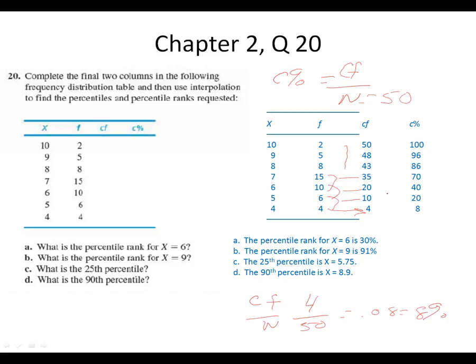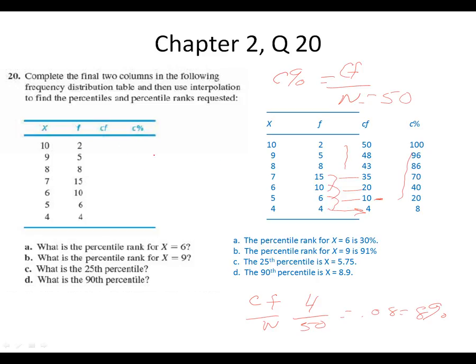And it just goes on like that up. So if we wanted to get the percent for this, we would take 10 over here and divide it by 50, and you're going to get 0.2, which is 20%, etc., all the way right up the line. And then the next thing it's asking us to do is find the percentile rank. So let's just go ahead and find the percentile rank.